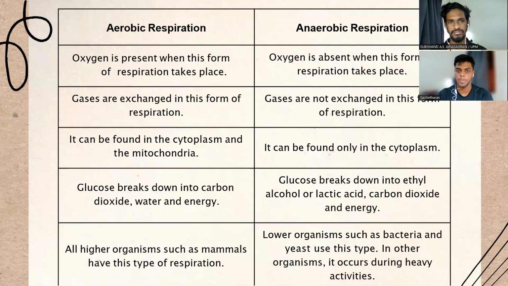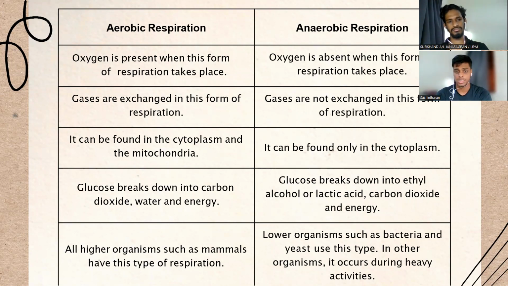Okay, so now let's compare aerobic and anaerobic respiration. The first one is, for aerobic respiration, oxygen is present, whereas for anaerobic respiration, there's no oxygen. Then in aerobic respiration, gases are exchanged in the form of respiration, whereas for anaerobic respiration, there is no gas exchange. The third one is that aerobic respiration takes place in cytoplasm and mitochondria, whereas anaerobic respiration only takes place in cytoplasm.